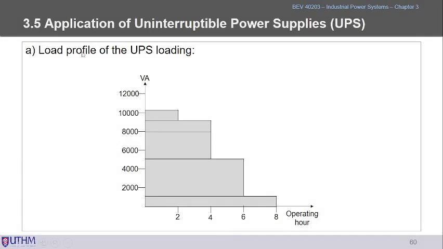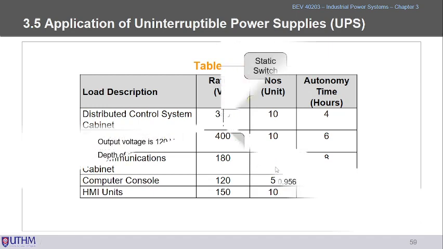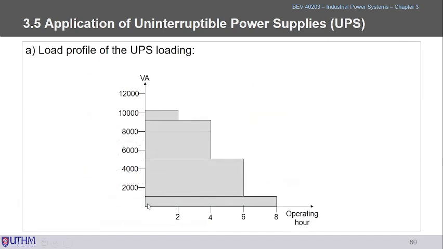Okay, this is the load profile, how the load profile looks like. Normally we begin with the lowest one. We take the longest autonomy hours. If we look back at the loads here, the longest is 8 hours. And how to fit the VA is very simple. The VA is 180 times 3, which is 540. In this case, this is not according to the scale.